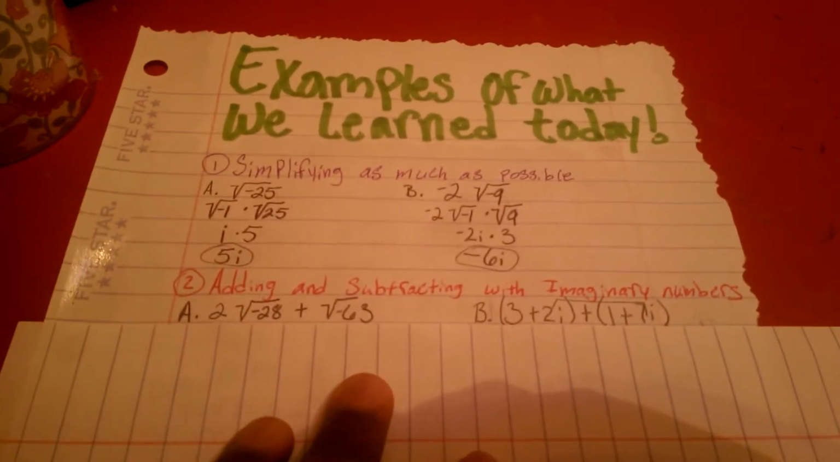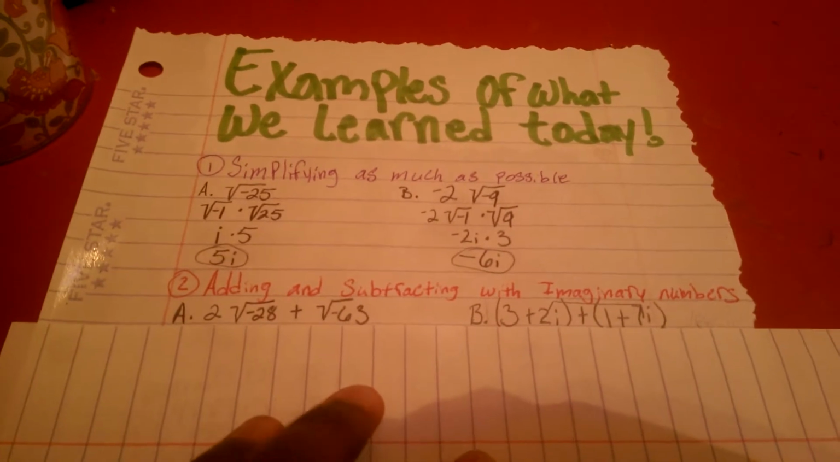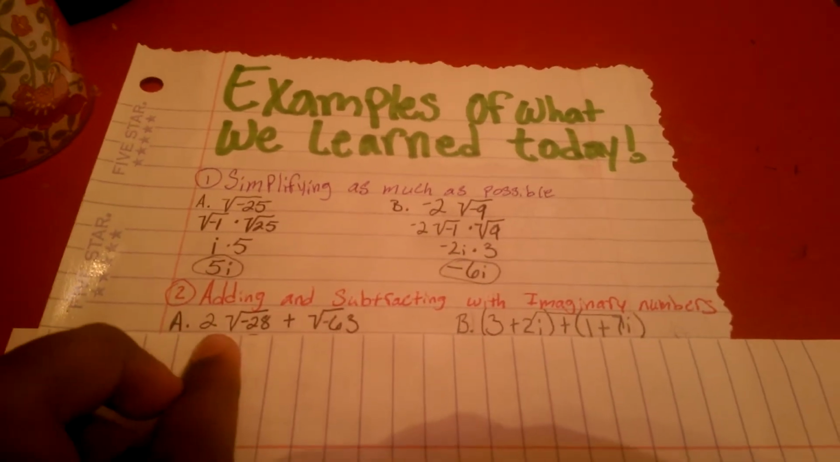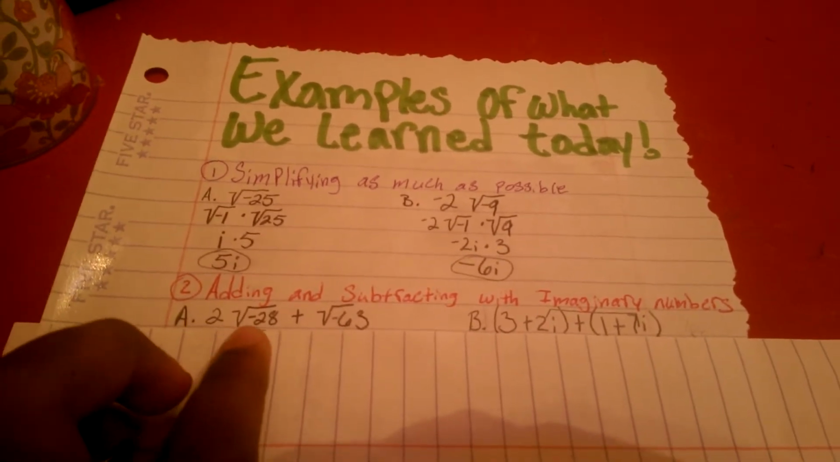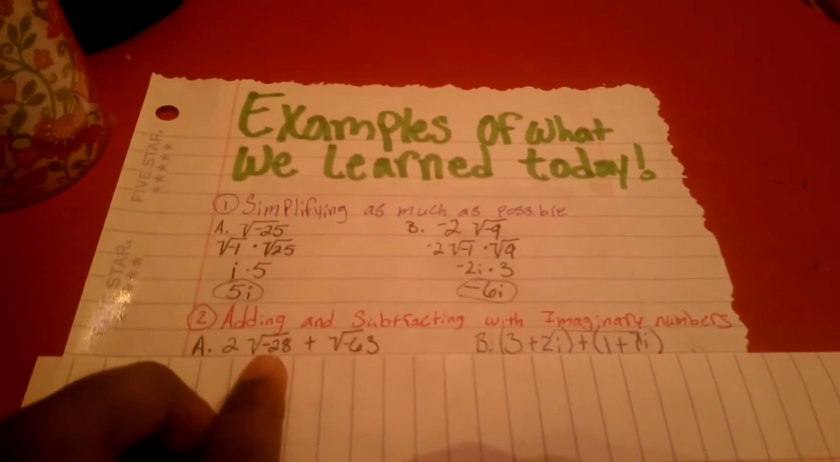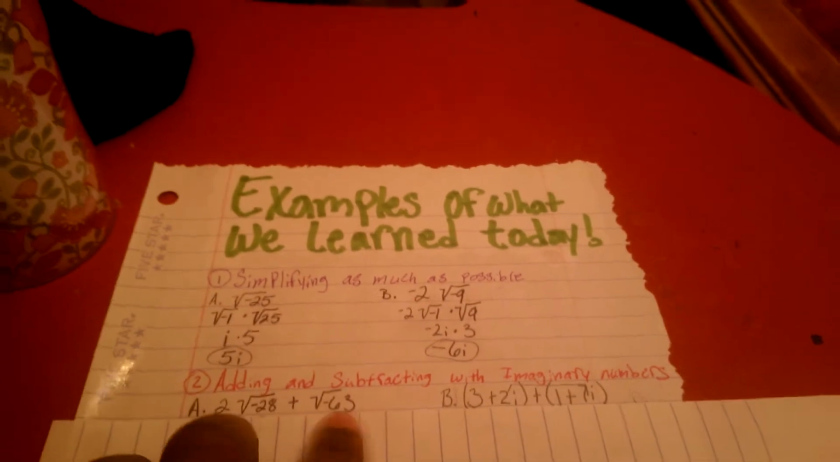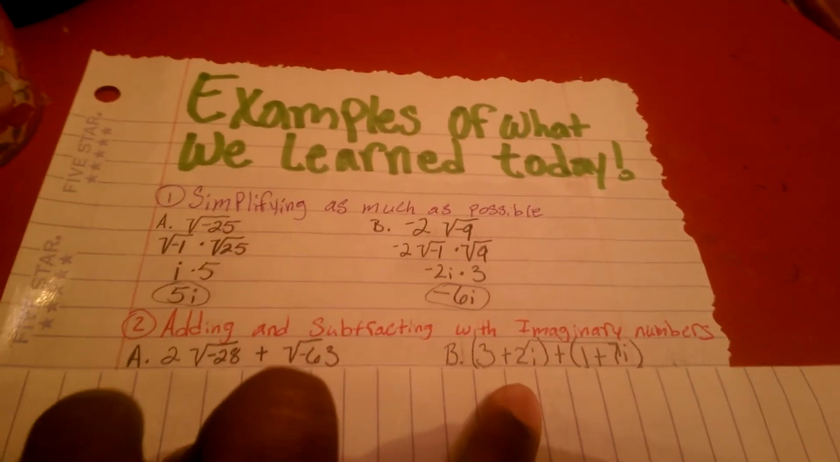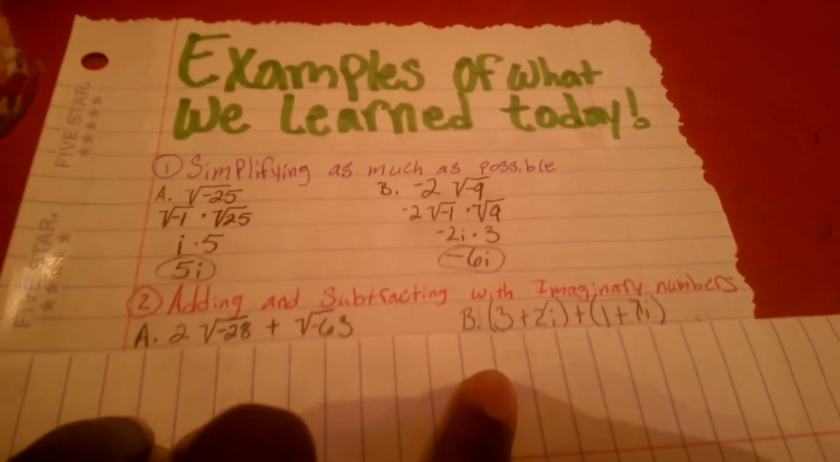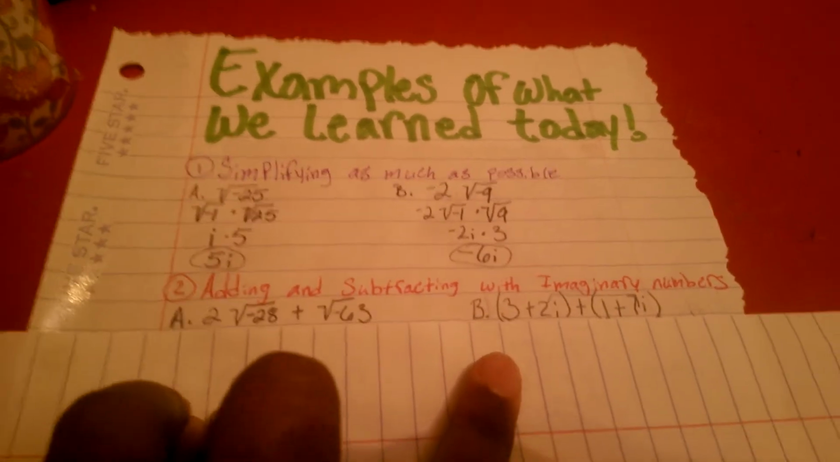Adding and subtracting with imaginary numbers. Okay, so then you would get 2 times the square root of -28 plus the square root of 63. And then you know how to do that one. Okay, so pause and play.